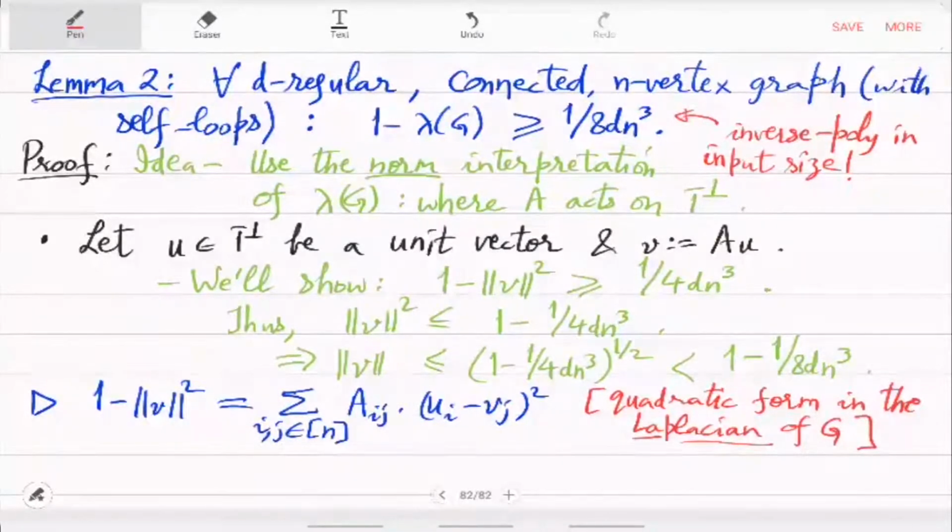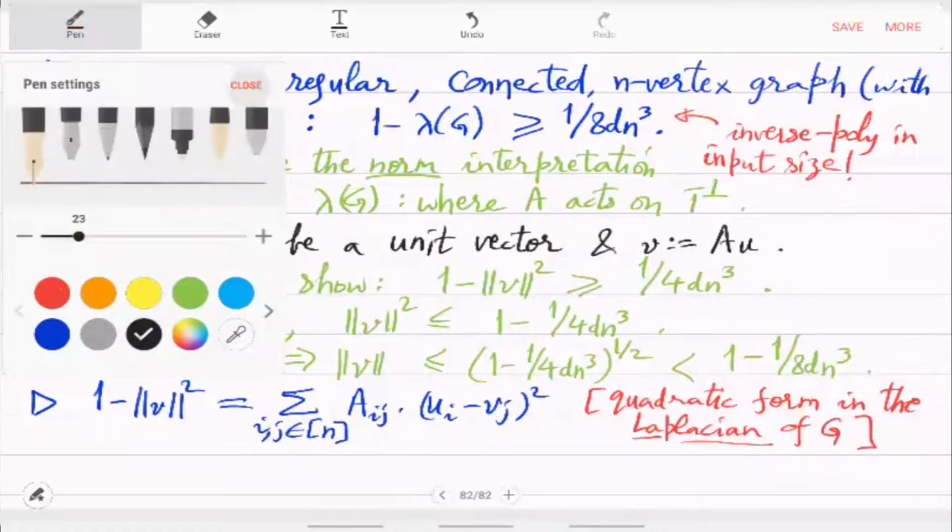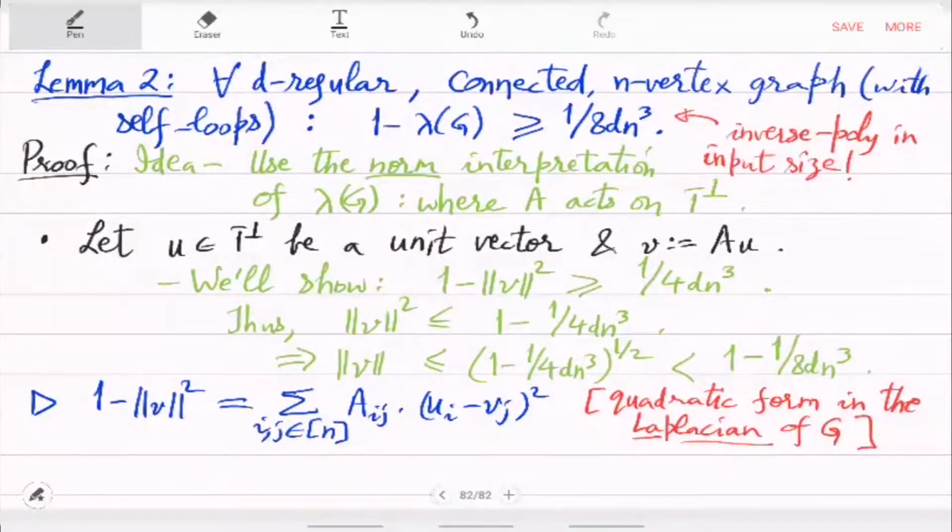So this equation has a fancy name. It is actually related to the Laplacian of the graph. It's a quadratic form in that. Remember v is Au. So u has n coordinates, v has n coordinates, and what this quadratic form is capturing is the sum of squares of all possible differences, ui minus vj. So once we show this, the plan would be to show that this ui minus vj for some i comma j is large, and hence the left hand side is large. That would be the eventual plan.